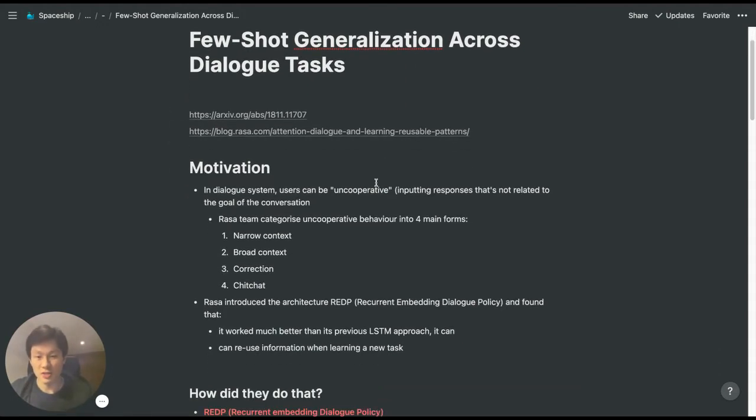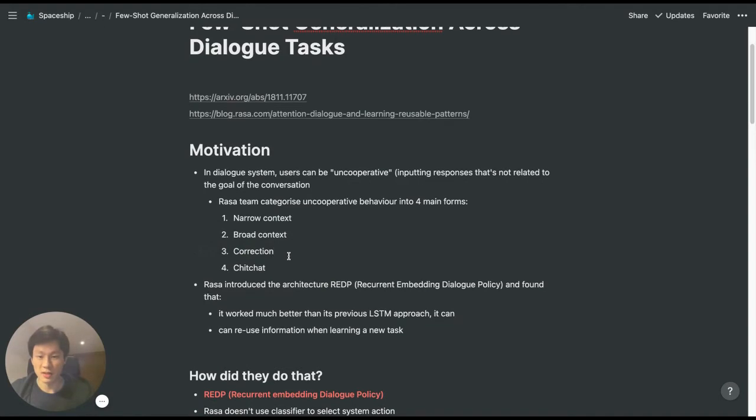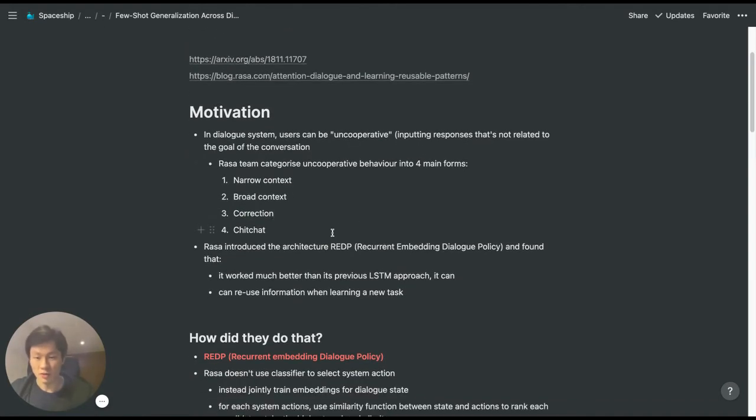And the motivation is that in dialogue systems, end users can be uncooperative. So for example, if we're training a chatbot on restaurant recommendations, the users can be asking something completely different, like asking for holidays, or they could be asking something more specific, something more general, or they could be changing their mind, making corrections.